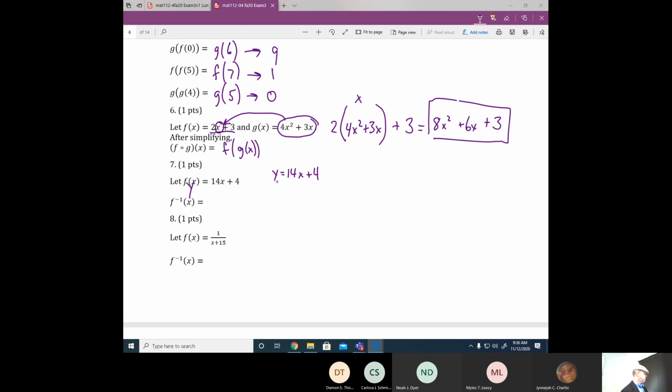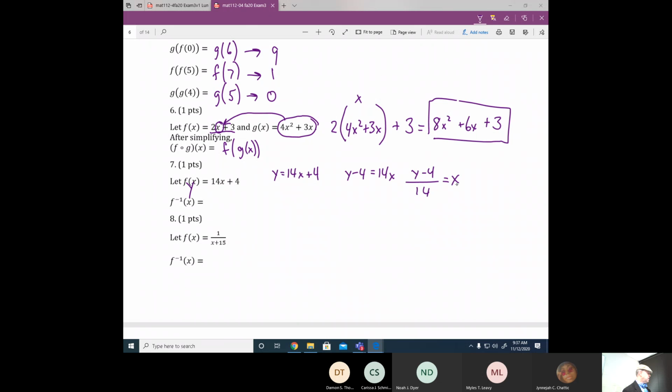Well, solve for x. First thing I do is subtract 4. y minus 4 equals 14x. And now divide by 14, and I'll solve for what x was. y minus 4 divided by 14 equals x. So what this is saying is, if you give me any y, subtract 4 from it, and then divide by 14, I'll get back a value x.